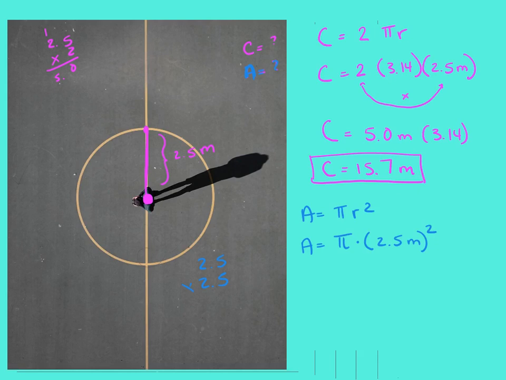So remember, when you square something, you multiply it by itself. So you would be taking 2.5, which is the radius, and you're multiplying it by itself.